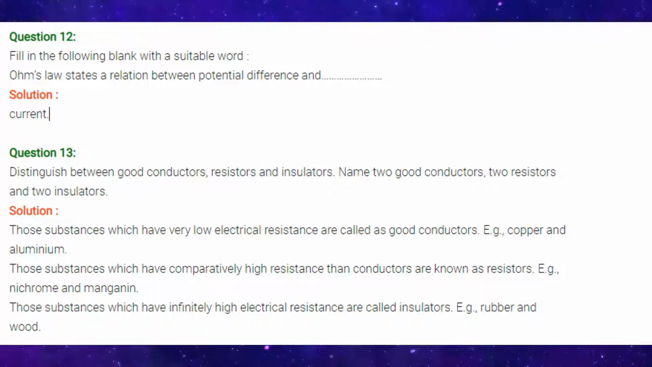Question 12. Fill in the following blank with a suitable word. Ohm's law states a relation between potential difference and current.